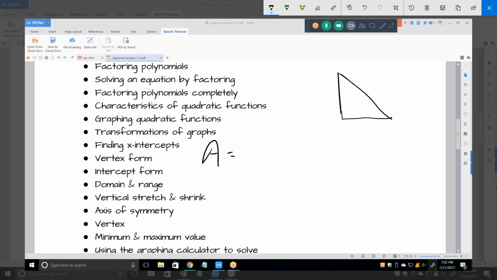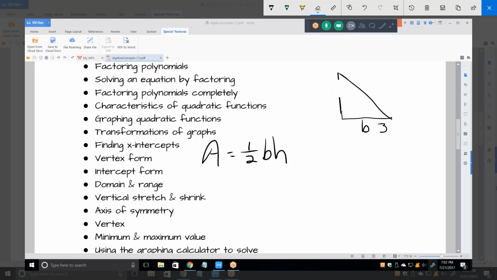Isn't it one half base times height? There's the base, there's the height, and that's the area. So if I had a base of 3 and a height of 4, the area would be 6. You with me? Okay.